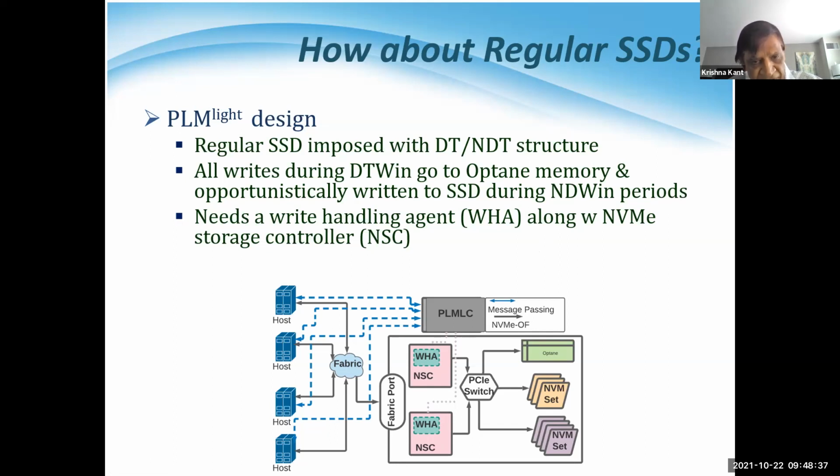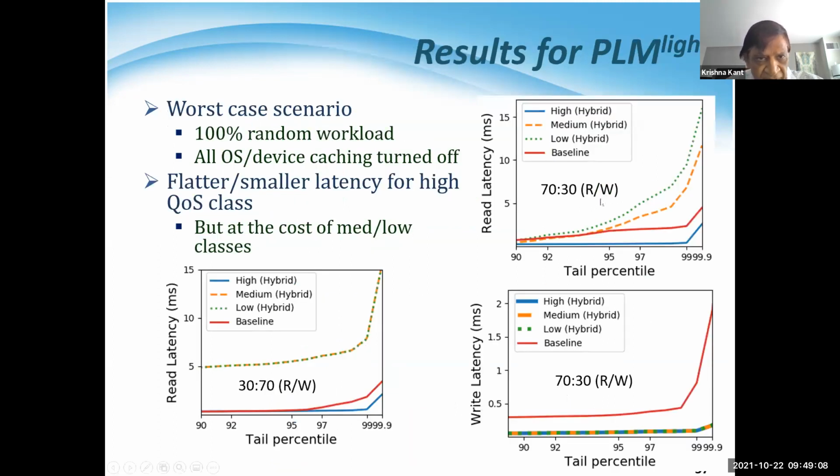So what happens is that we still pretend that we have these deterministic periods and non-deterministic periods, even though the SSD by itself doesn't. And then during the non-deterministic period, we handle all the SSD writes. During the deterministic period, we put everything in the Optane buffer so that it doesn't trigger any garbage collection in the SSD. And then we push them out to the SSD during the non-deterministic mode. So we get some decent results by doing that.